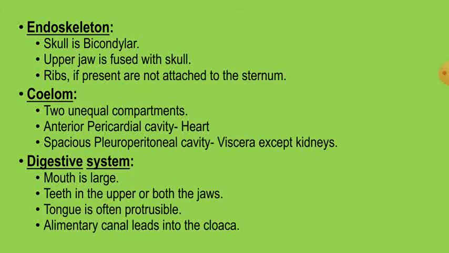Now next, I'll come to the endoskeleton of the amphibians. The endoskeleton is largely bony. The skull is bicondylar in nature. That means it is made up of two occipital condyles that articulate with the first vertebra of the backbone.